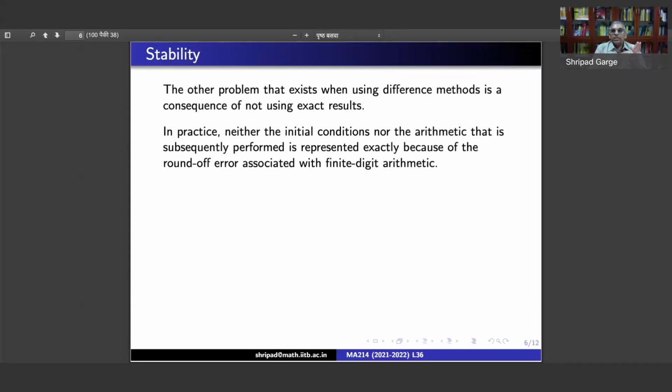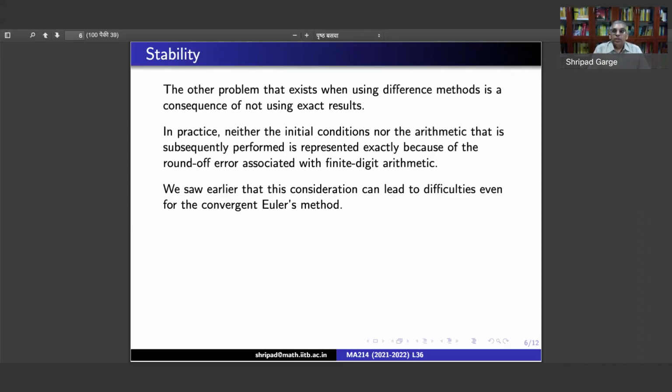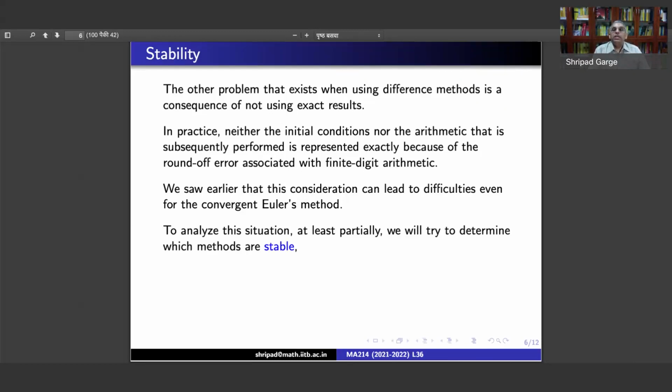We had the local truncation error which gave us the consistency. We had the global error which gave us the convergence, and now we have to look at the round off error and what difference it makes to the method. So in fact, even for Euler's method, which is now a convergent method, this problem did lead to some difficulties. So this is something which we cannot simply ignore. To analyze this situation, at least in a partial sense, we will try to determine which methods are stable.